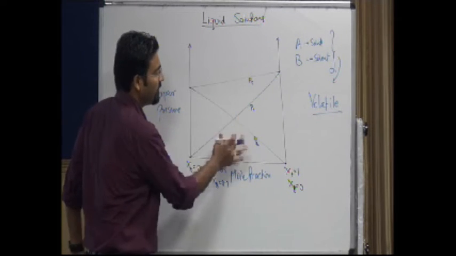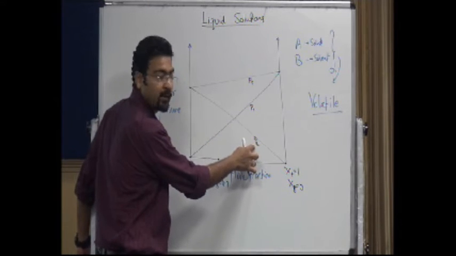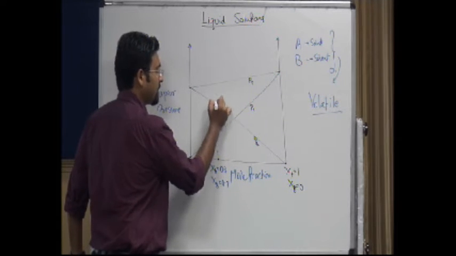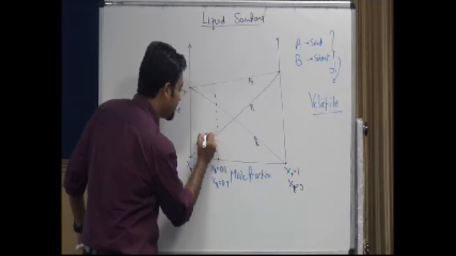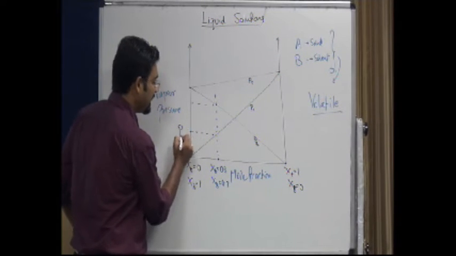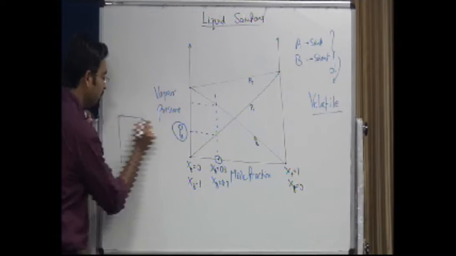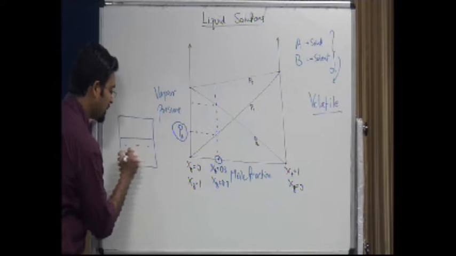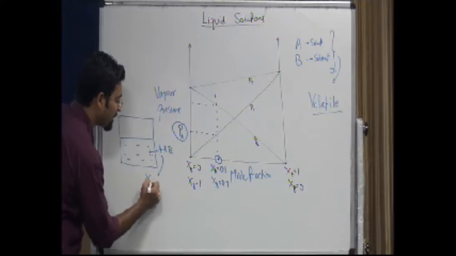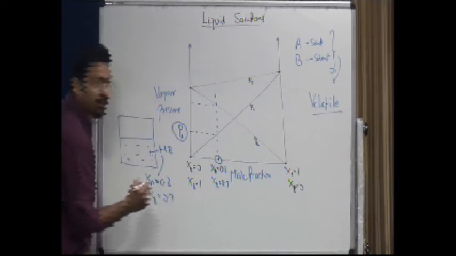Now what this graph tells us, this is the graph of the vapor pressure of A, this is the graph of vapor pressure of B, and this is the graph for total vapor pressure. So if I figure out the values of these vapor pressures corresponding to these mole fractions, this will be the vapor pressure of A when you have a solution. So now I have a solution of A and B in which the mole fraction of A is 0.3 and mole fraction of B is 0.7.